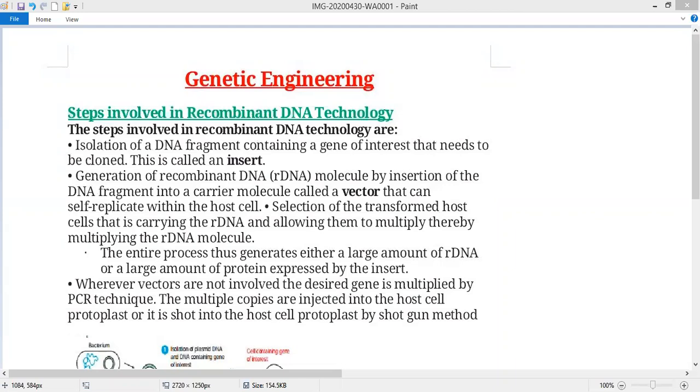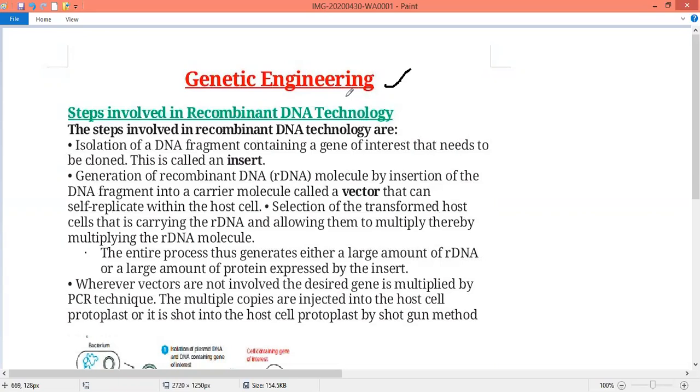Dear students, let us take another topic, that is the genetic engineering process and the steps which are involved in rDNA technology. Let us take the definition of the genetic engineering process. Genetic engineering indicates direct manipulation of the genome of a cell. We can call it genetic engineering.